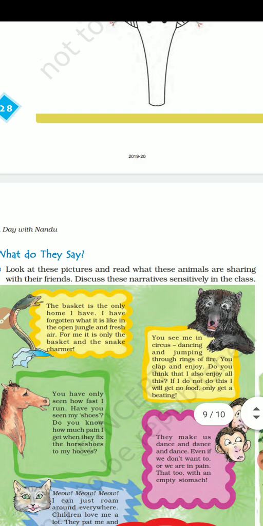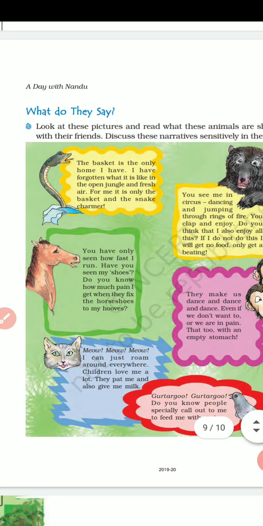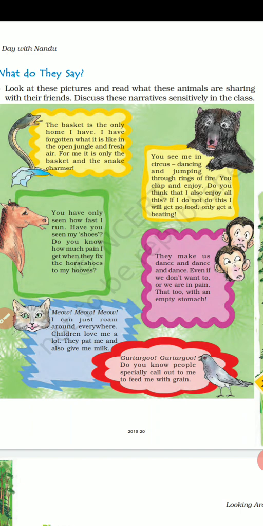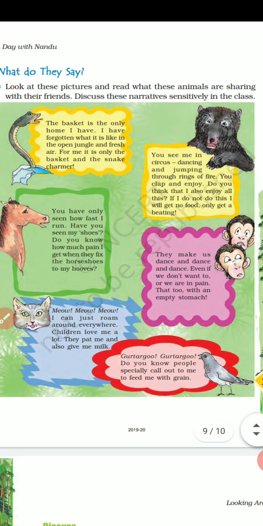Yeah, so here we are reaching till the end. What do they say? So children, just know why I asked you, how will those elephants feel when they are chained? What do they say? So look at these pictures, read what these animals are sharing with their friends. So they all are friends. Okay, you can see snake, bear, horse, monkeys, a cat, and a pigeon, right? So how they are saying, discuss the narrative sensitively in the class.